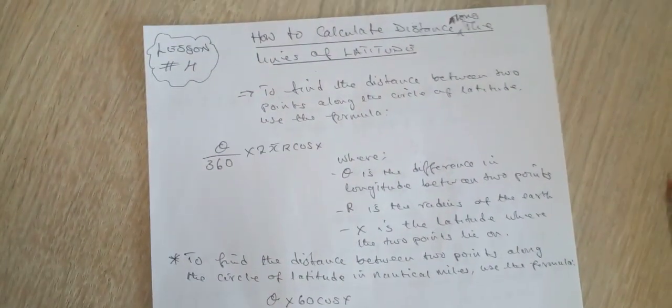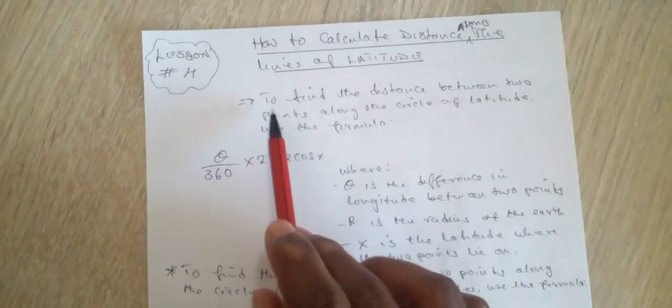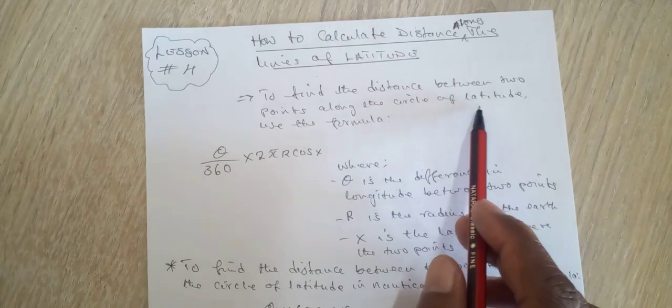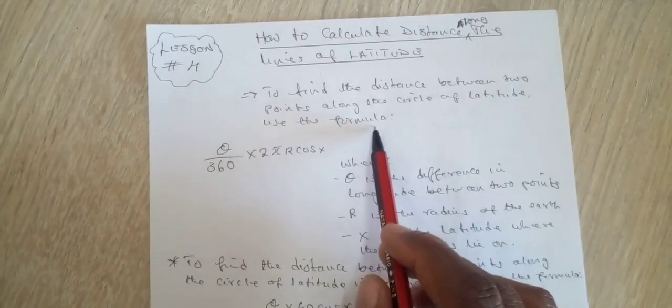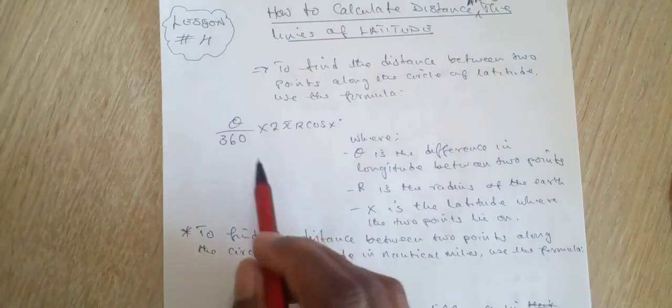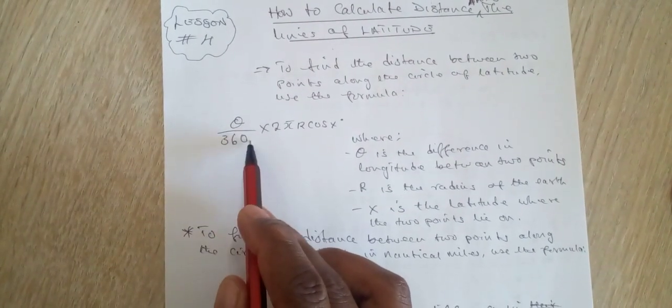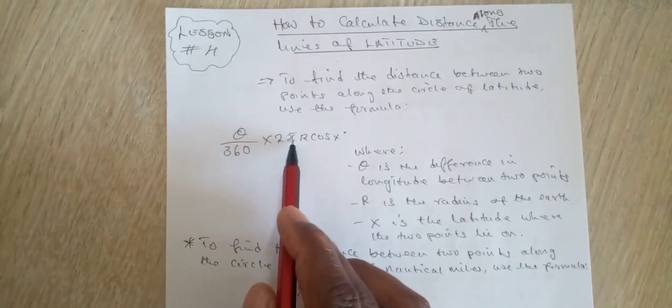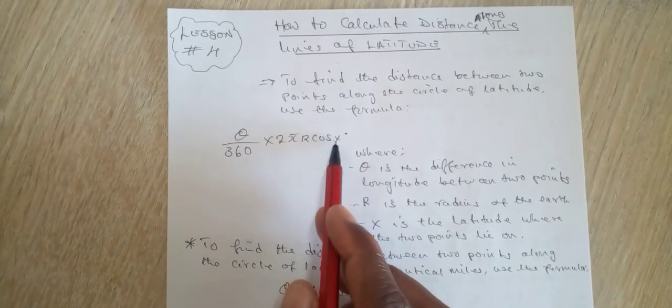So what is it that you should know? First, to find the distance between 2 points along the circle of latitude, use this formula. So what is the formula? Theta over 360 times 2 times pi times radius times cos x.